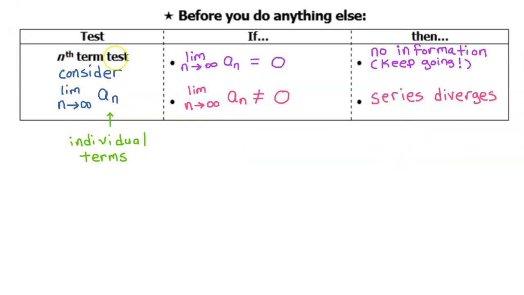The nth term test can apply to any series. We start by considering the limit of the rule as n approaches infinity. If the limit is not equal to 0, the series diverges. However, if the limit does equal 0, it gives us no information. We have to use something else, like maybe the geometric series test.